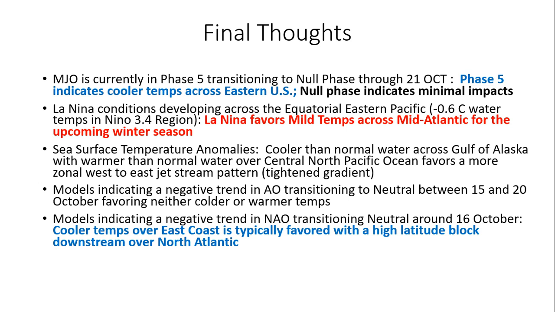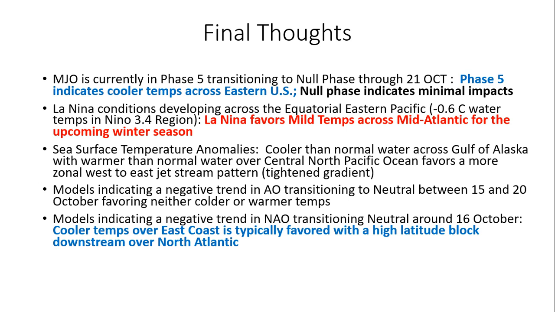But if that cooler than normal water becomes milder or warmer over time, and then we get an upper level ridge in the Gulf of Alaska, that could totally change the temperature outlook for the upcoming winter for sure. But as of right now, we have that cool pool of water in the Gulf of Alaska. And we also have warmer than normal water over the central North Pacific Ocean, favoring a more zonal west to east Pacific jet stream pattern. Tightened pressure gradient, tightened thermal gradient, that's what's going to lead to the stronger upper level winds, the jet stream.